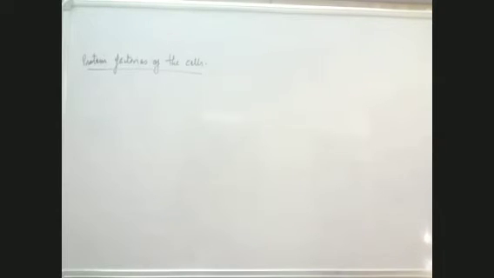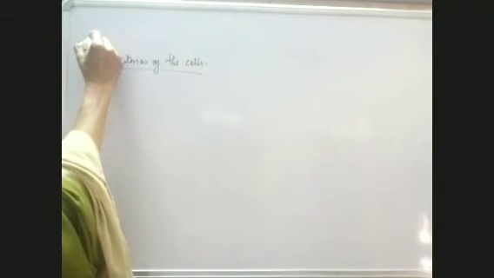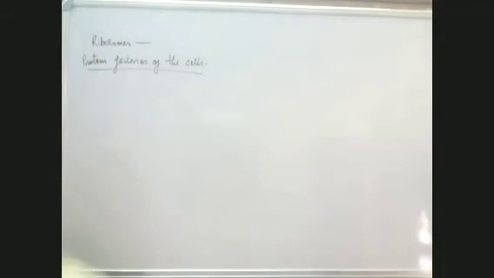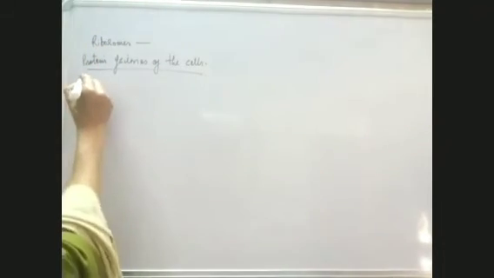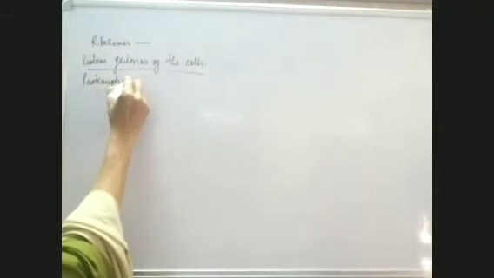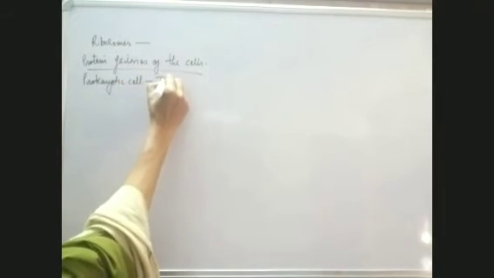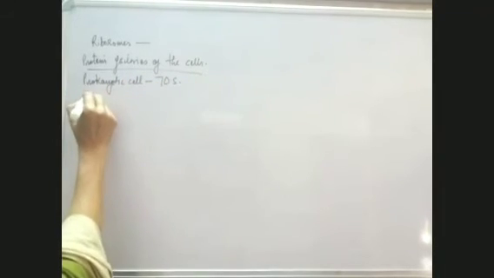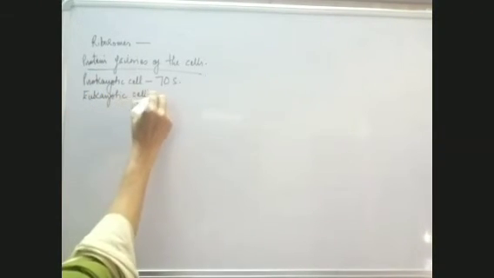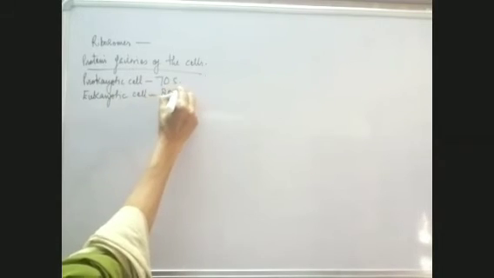Now, the ribosomes in prokaryotes and eukaryotes are different. In the case of prokaryotes, if it is a prokaryotic cell, the ribosomes will be 70S type. And if it is a eukaryotic cell, the ribosome present in them is 80S type.